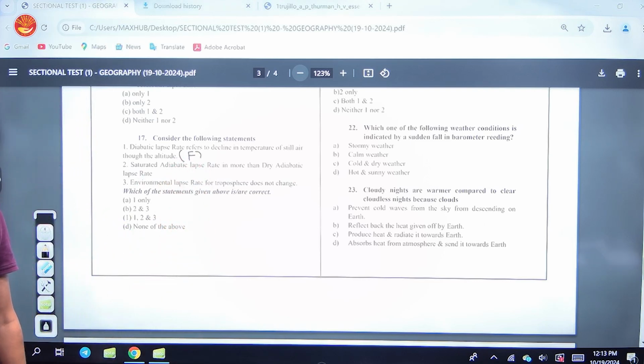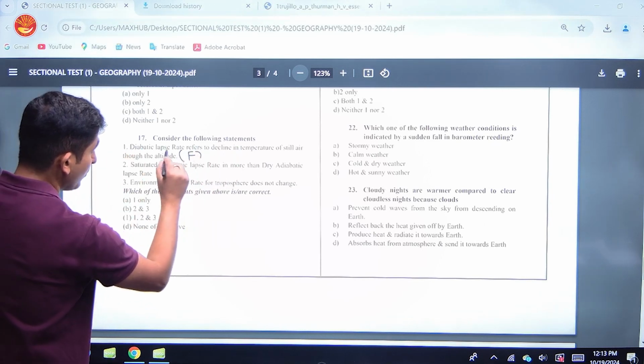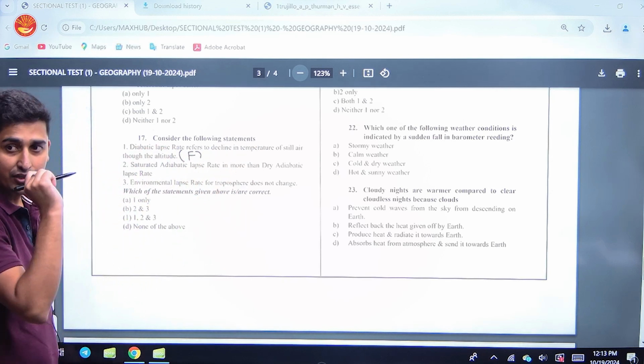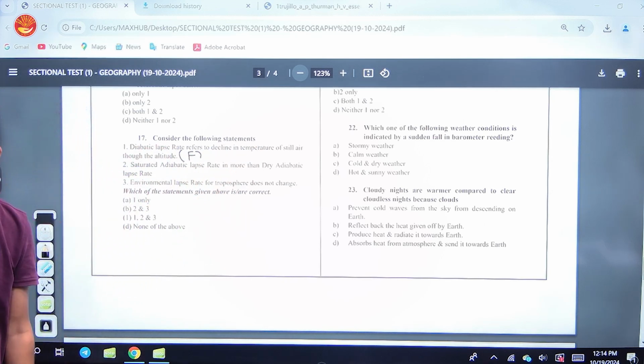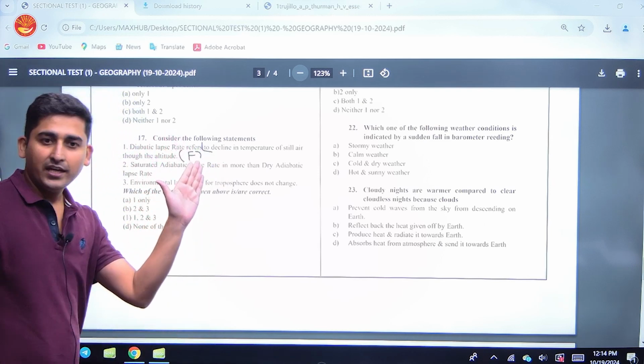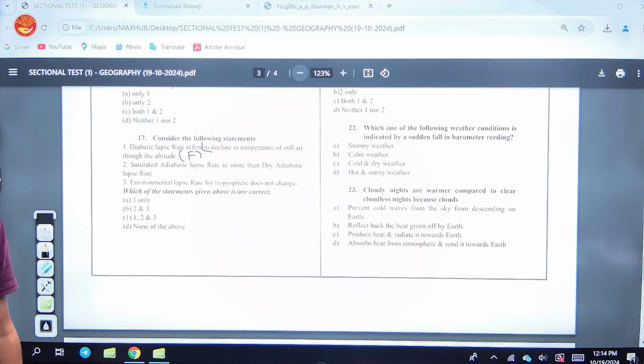Environmental lapse rate gives you the temperature drop through the still air. That is environmental lapse rate. The statement says adiabatic lapse rate refers to the decline in temperature of still air through the altitude. So it is false. Actually, this refers to the statement after it, which depicts the environmental lapse rate. It does not depict the adiabatic lapse rate.